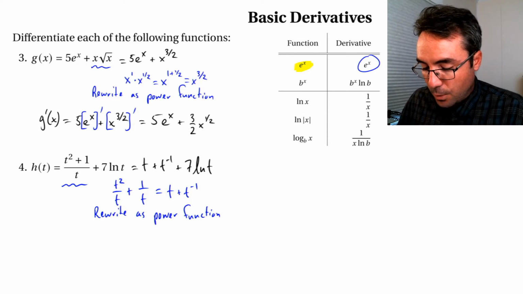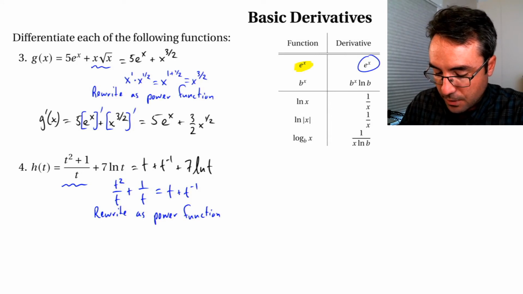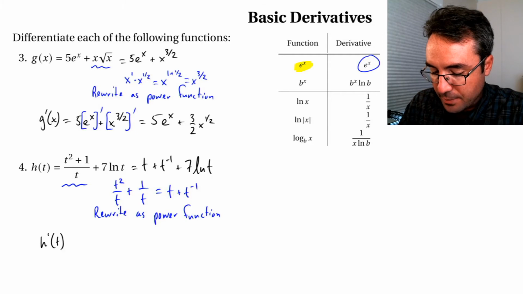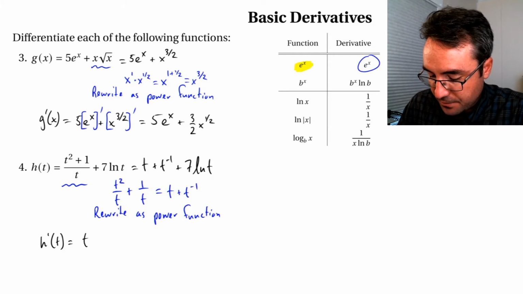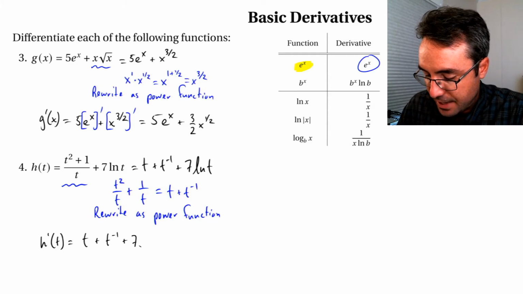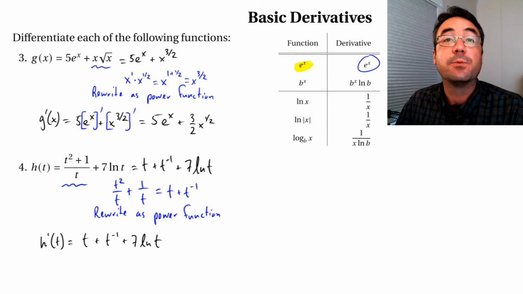All right. What about that other function where we had a natural log? We want to calculate h prime of t. So let's write down our function. It's t plus t to the minus 1 plus 7 natural log of t. And we've gone through and rewritten that.